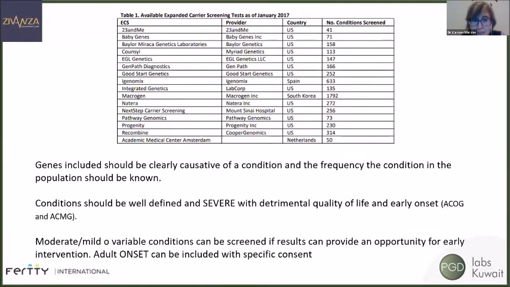What is recommended is that the genes included in these panels should be clearly related to a genetic condition, to a disease. And the frequency of this disease should already be known in the different populations, because you have to choose the diseases that are more frequent, where you can find more carriers. If you have a disease that only 1 or 2 people in the world have been described with, maybe it makes no sense to include this gene in the panel, because the chances of finding a carrier are extremely low. Also the conditions.